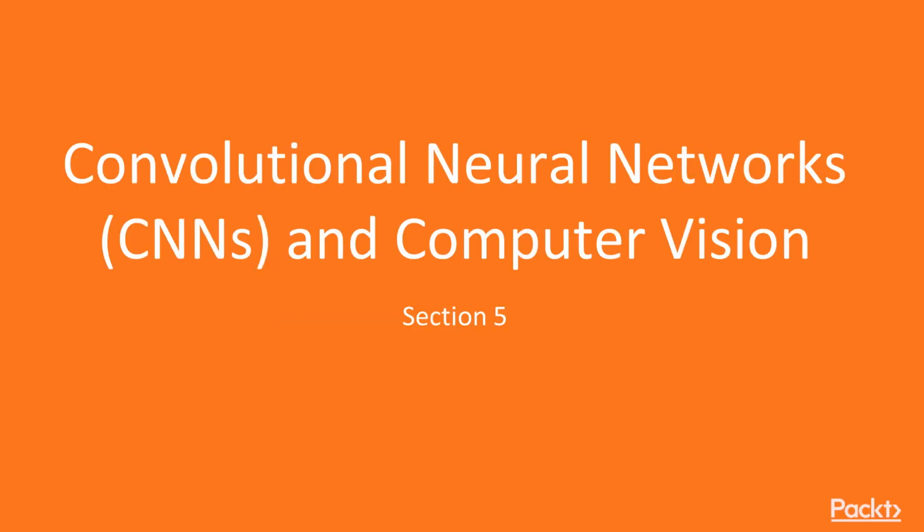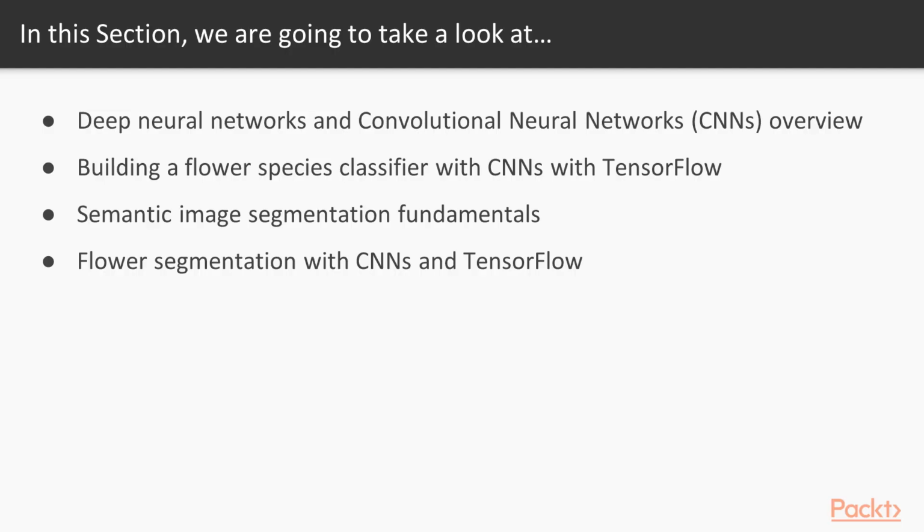Welcome to Section 5, Convolutional Neural Networks, CNNs, and Computer Vision. In this section, we're going to take a look at deep neural networks and how they work, and specifically how convolutional networks work. We're going to use what we learned to build a flower species classifier using TensorFlow, and we're going to talk about semantic image segmentation, that is, segmenting an image into parts and classes. We're going to be building a flower segmentation using TensorFlow as well.